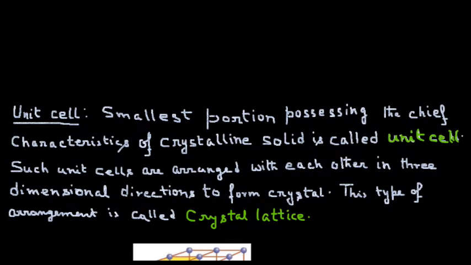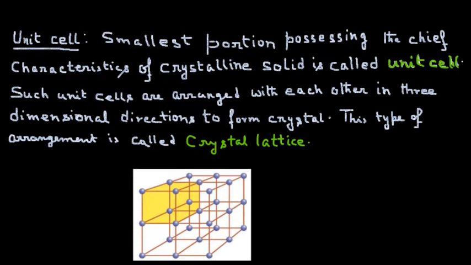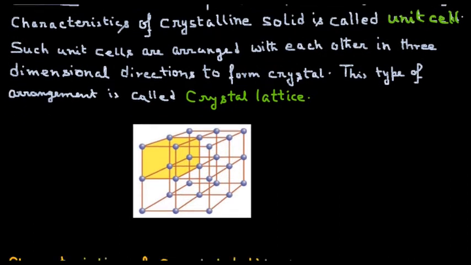Now we'll study about unit cell. What is a unit cell? The smallest portion possessing the chief characteristics of a crystalline solid is called a unit cell. Such unit cells are arranged with each other in three-dimensional directions to form a crystal. This type of arrangement is called a crystal lattice. In the figure, it is shown how a crystal lattice looks.